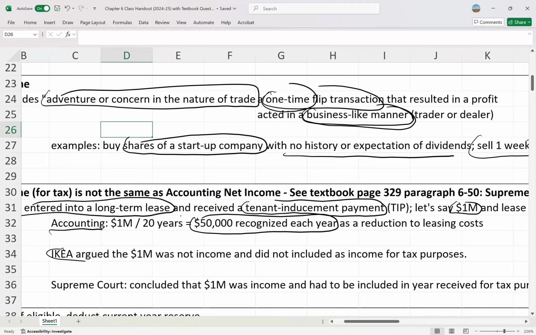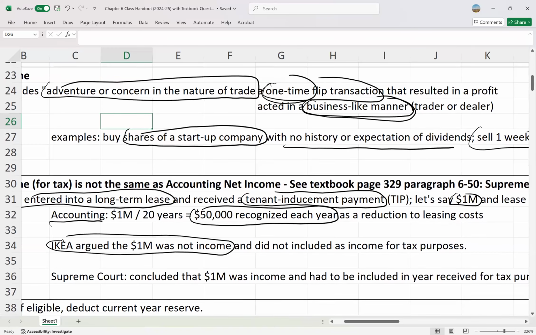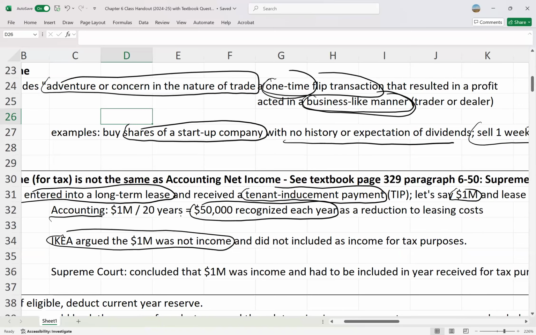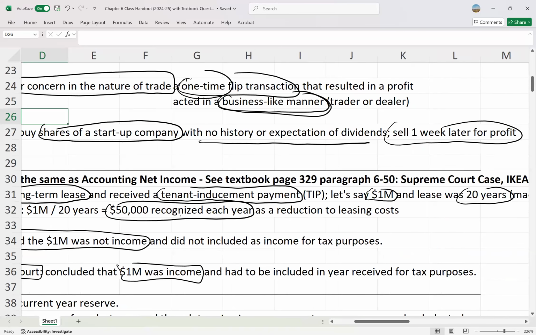IKEA argued that this was not income according to the Income Tax Act, and so it went all the way to the Supreme Court. The Supreme Court concluded that the $1 million was in fact income, but the treatment for tax purposes was that IKEA had to include it all in the year it was received, so not spread out over 20 years. That was a huge hit to the income tax liability for IKEA, because they were required to include this full $1 million in income in the year that they received it, and they would have to pay taxes on it.